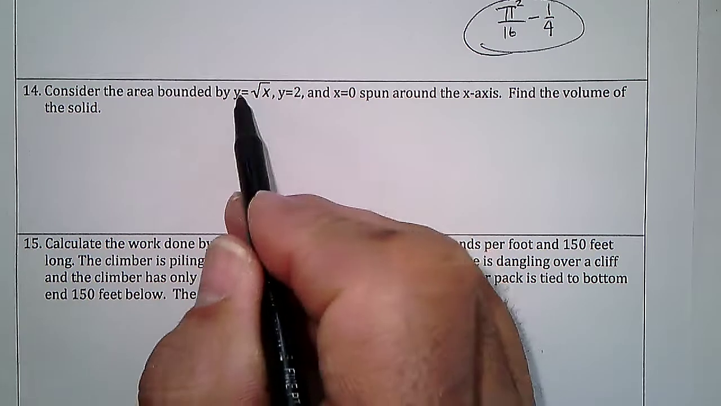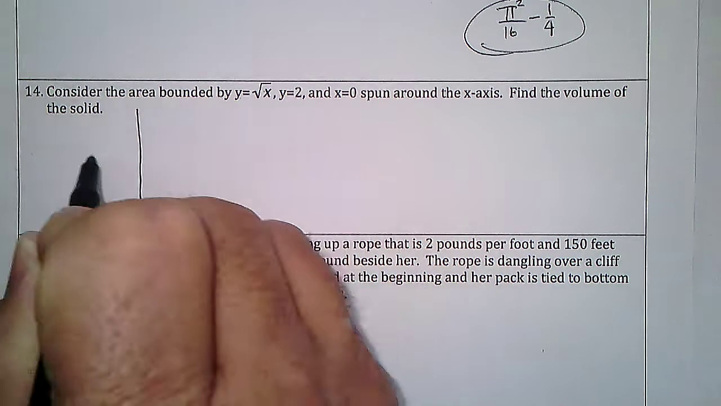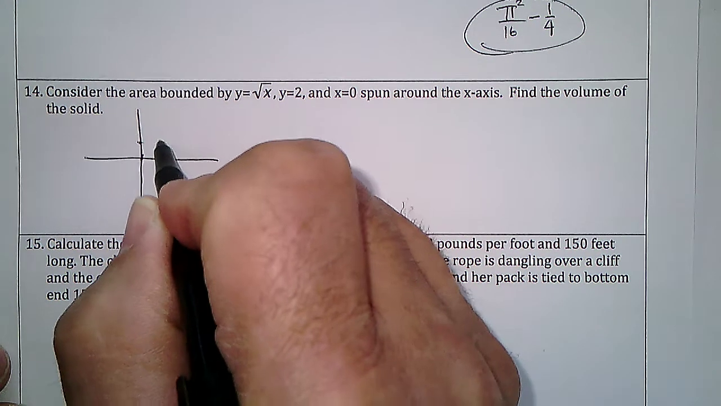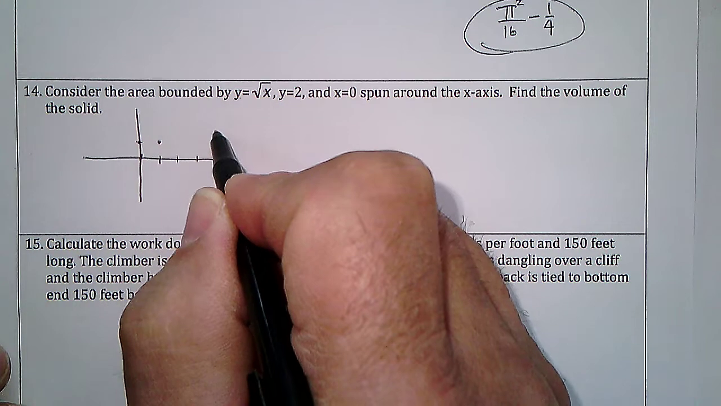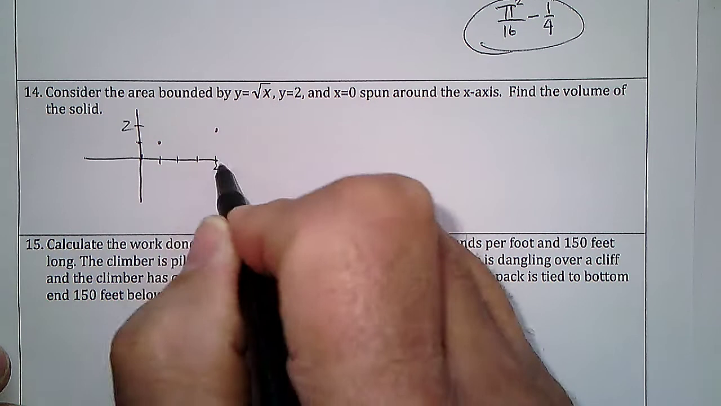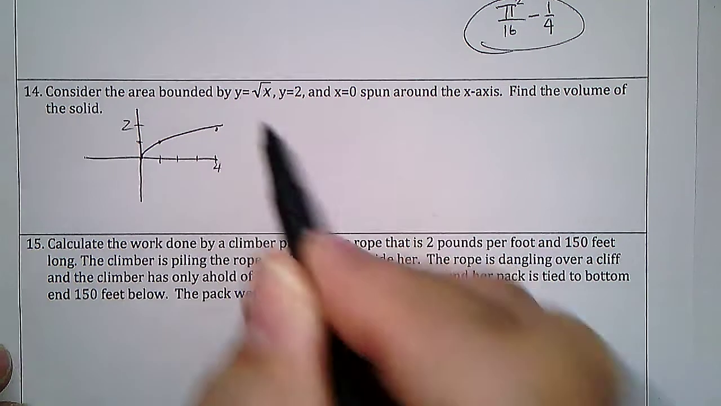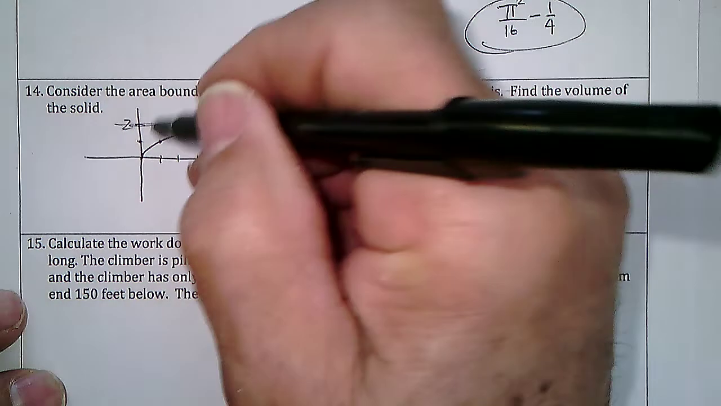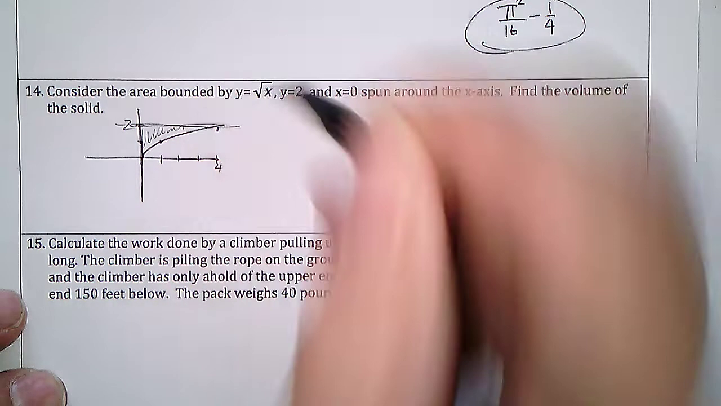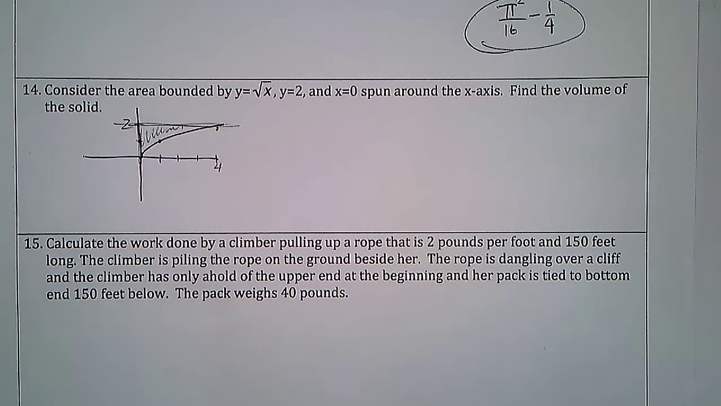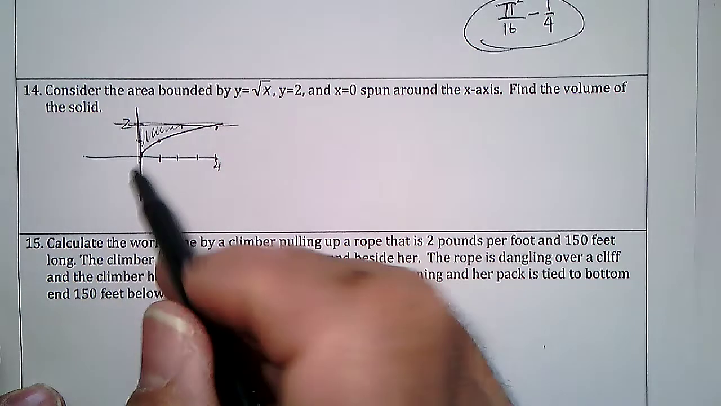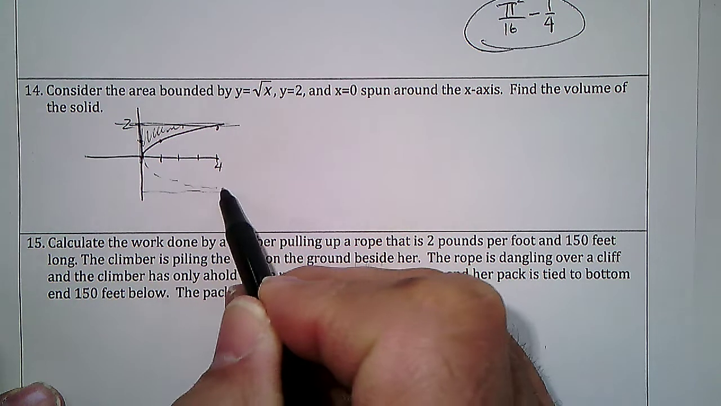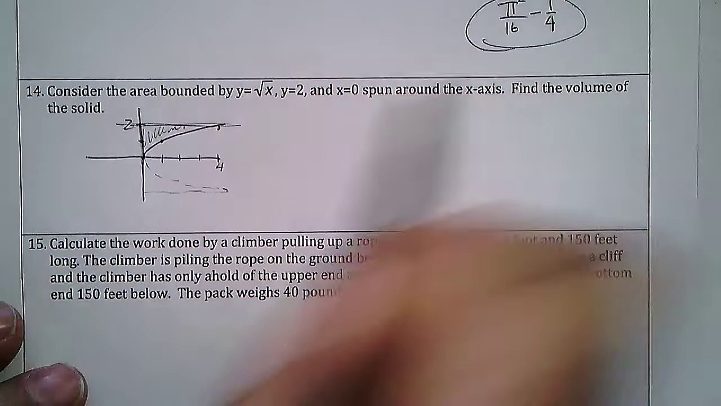Consider the area bounded by y equals the square root of x. That would look like square root of 0 is 0, square root of 1 is 1, square root of 4 is 2, a sideways parabola, y equals 2, and x equals 0. So we're looking at this area because that's the part that's bounded by that, spun around the x-axis. So its mirror image down here would be here. Find the volume of the solid.